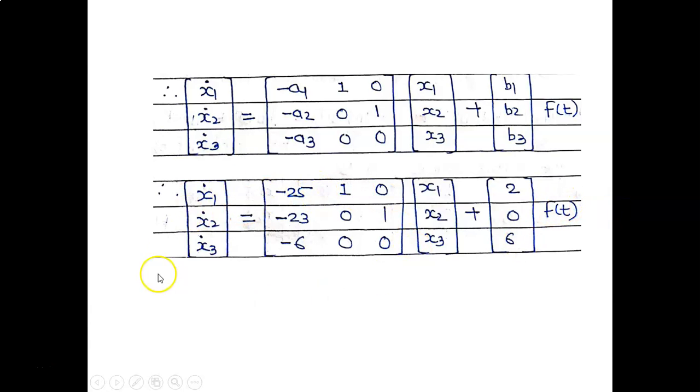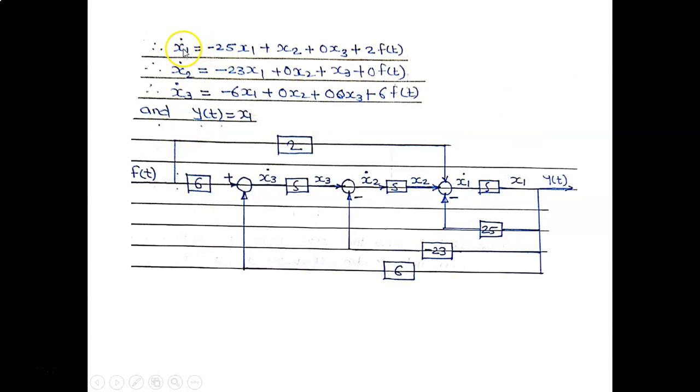Therefore, from this matrix we will find the values of x1 dot, x2 dot and x3 dot. Therefore, x1 dot is equal to minus 25 x1 plus x2 plus 2 f of t. x2 dot is equal to minus 23 x1 plus x3. x3 dot is equal to minus 6 x1 plus 6 f of t, and y of t is equal to x1. Directly this output is there.